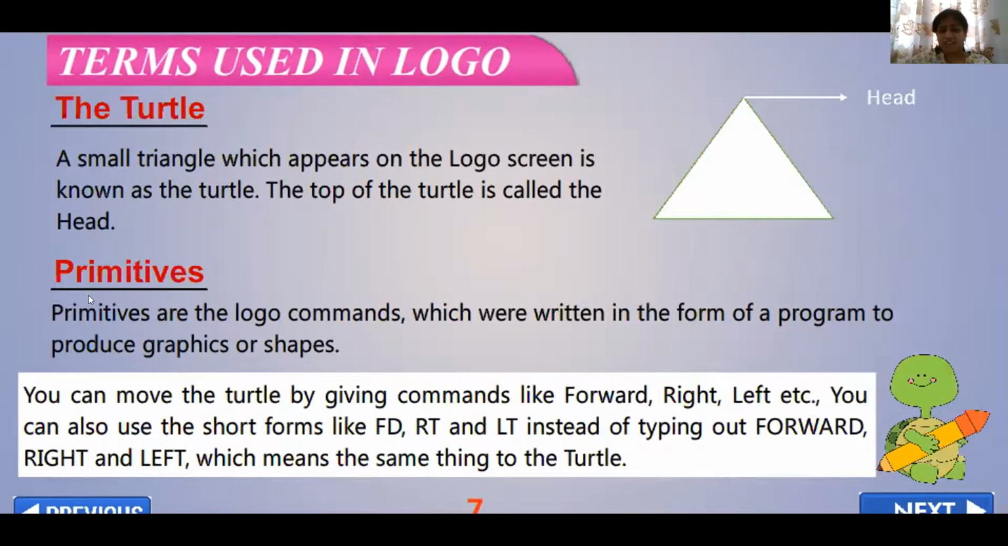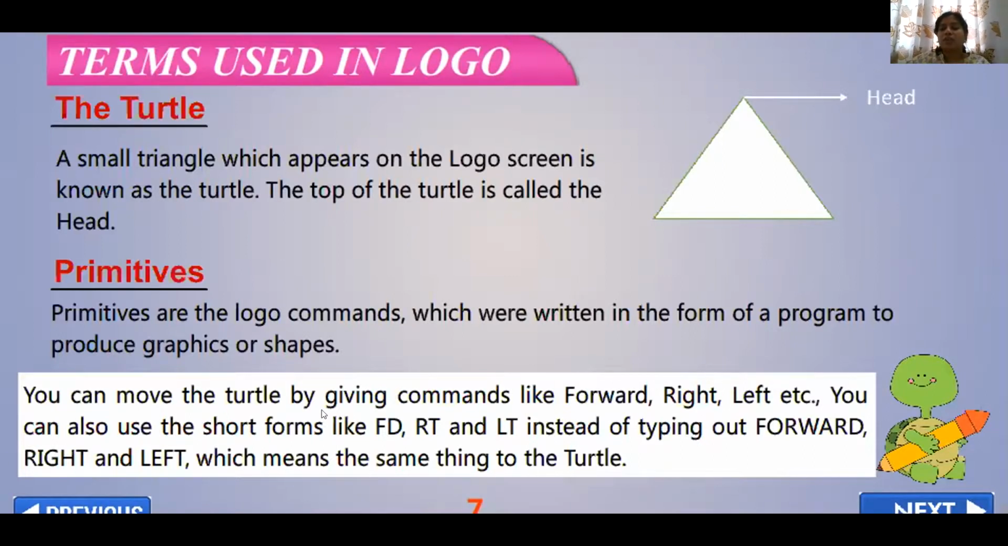Now, one interesting and important word to understand in logo is primitives. Primitives are nothing but the logo commands. Here we don't call them commands, we call them primitives. These are the instructions which we give to the computer, the keywords which we use in the commands. Whenever I want the computer to go forward, I'll say forward. How many steps? 50 steps. So that forward is nothing but a primitive, written in the form of a program to produce graphics or shapes.